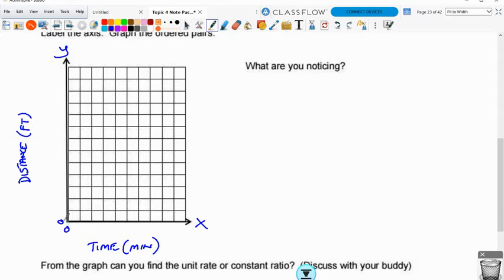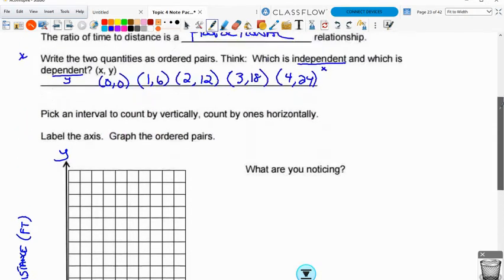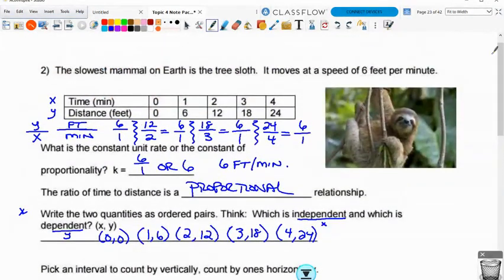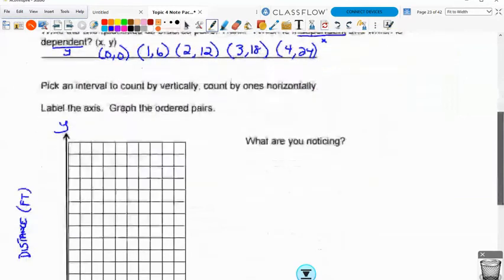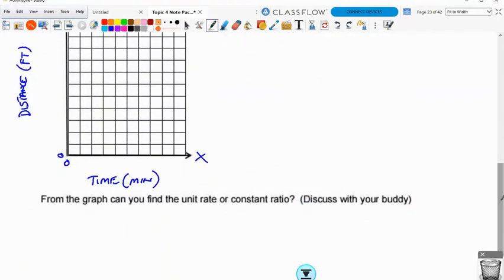All right, if you look at your table for the time, the biggest number of minutes was 4 minutes. So from the origin, I think it's safe to say along the x-axis that we can count by ones. 1, 2, 3. There's our 4th minute. I'm going to label the rest of them, 5, 6, 7, 8, 9, 10 minutes.